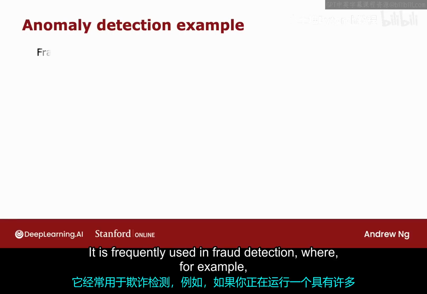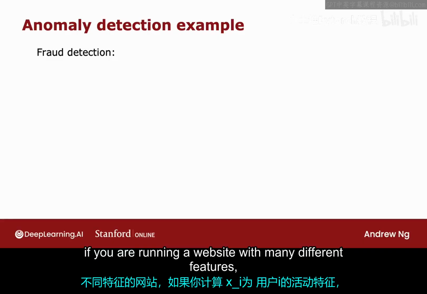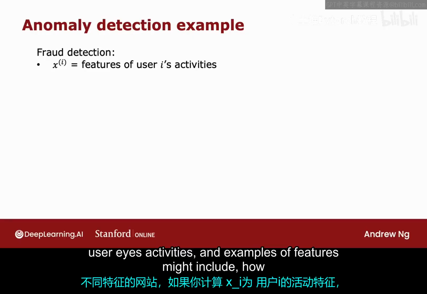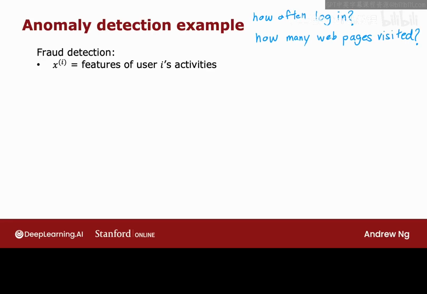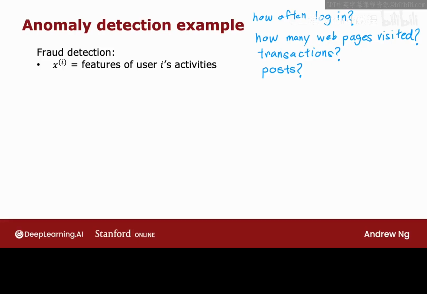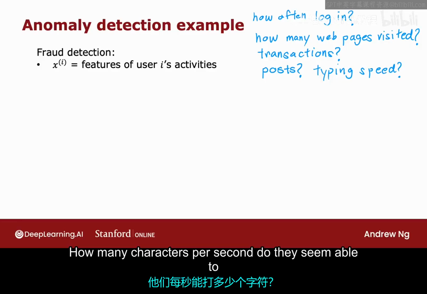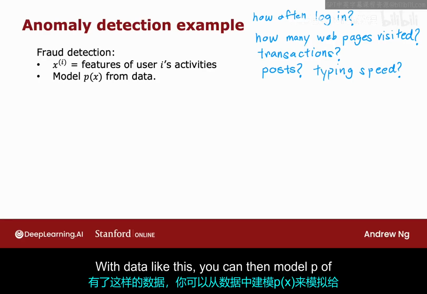It is frequently used in fraud detection, where, for example, if you are running a website with many different features, if you compute Xi to be the features of user i's activities, examples of features might include how often does this user log in, how many web pages do they visit, how many transactions are they making, how many posts on the discussion forum are they making, or what is their typing speed, how many characters per second do they seem able to type. With data like this, you can then model P of X from data to model what is the typical behavior of a given user.